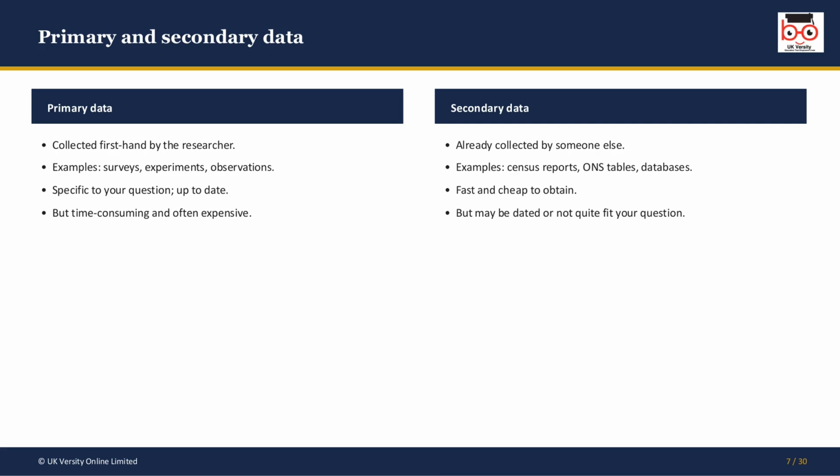Data comes in two broad types. Primary data is collected firsthand by the researcher through surveys, experiments, or observations, so it's specific to your question and up to date, though it can be time-consuming and expensive. Secondary data is already collected by someone else, things like census reports or official tables, which makes it fast and cheap to obtain, but it may be dated or not quite fit your particular question.